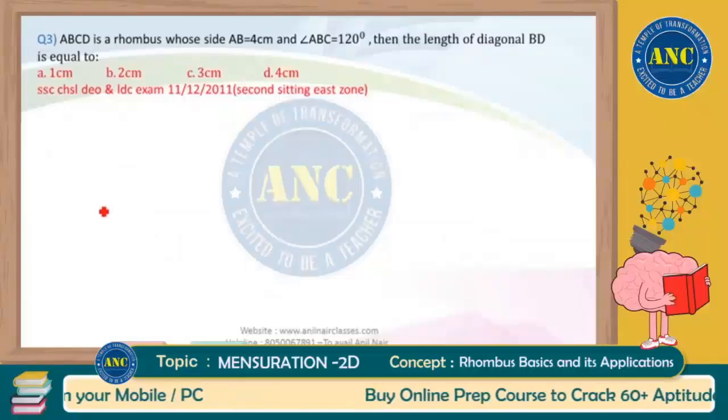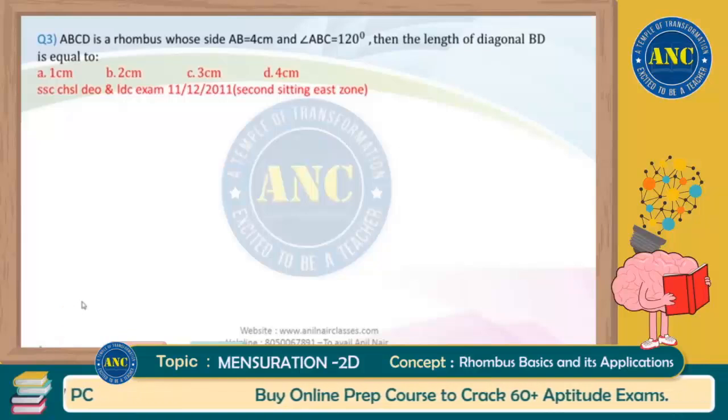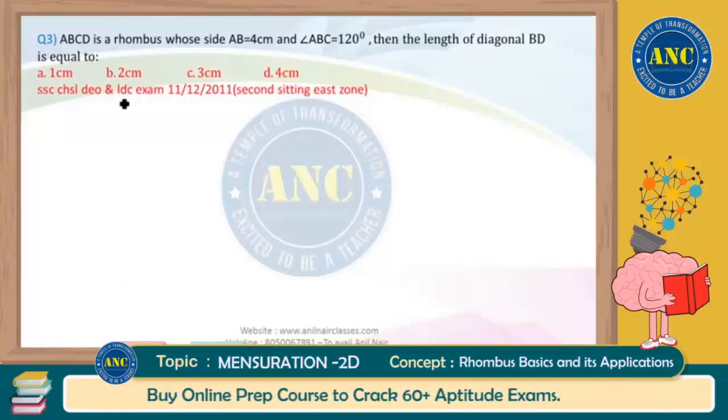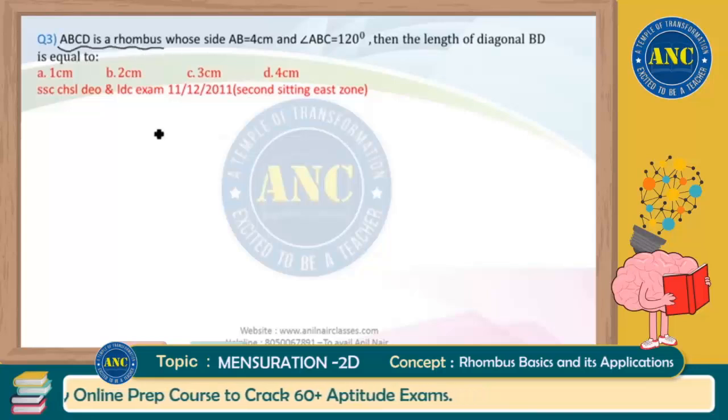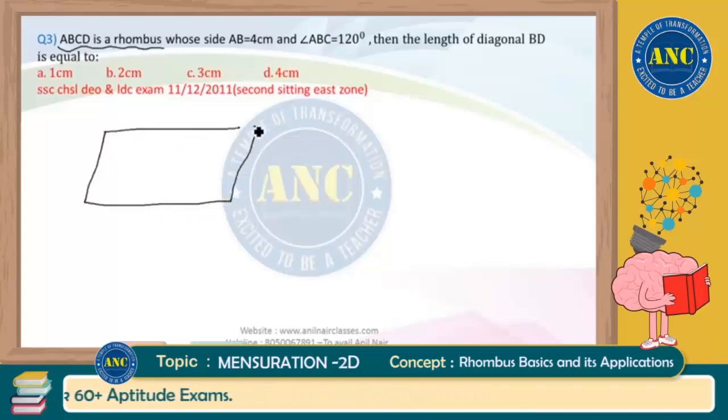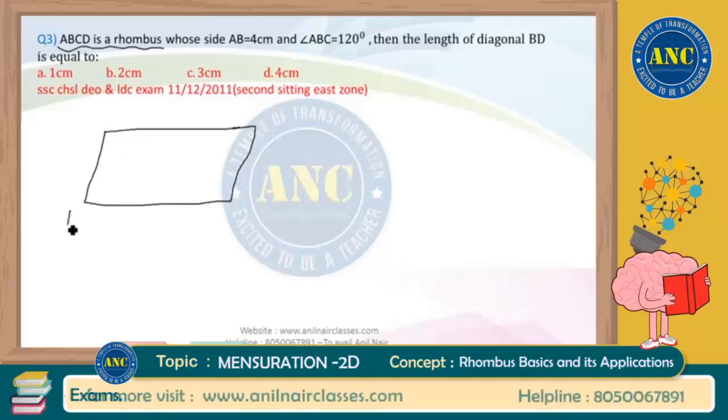Question number 3. Let us read the question and then solve it in the easiest way possible. ABCD is a rhombus. Without reading the next statement, I will draw the diagram immediately and name it ABCD. Then let me read the next statement: whose side AB is equal to 4 centimeter.